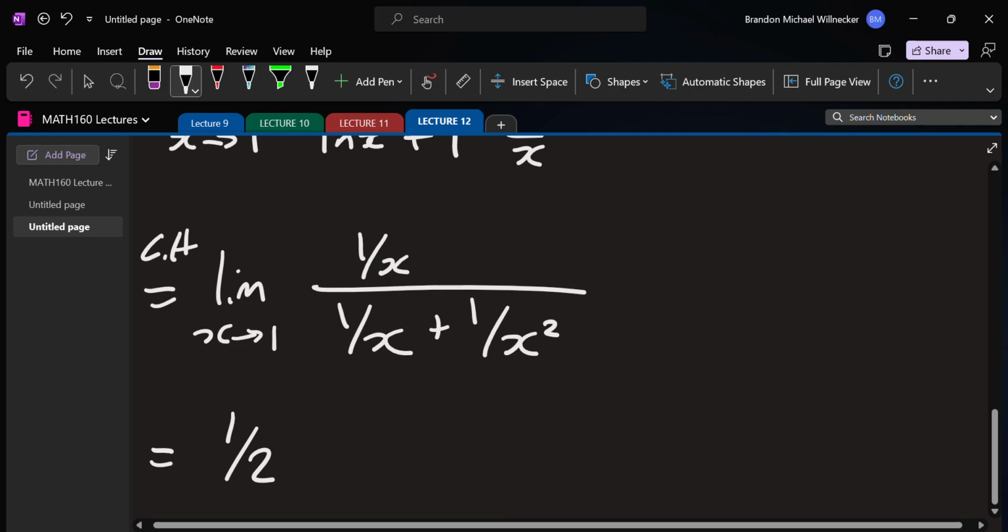If you substituted 1 and you still got 0 over 0, then you do L'Hopital's rule again. So maybe you do it once, maybe you do it twice, maybe 3 times. You just keep going until you get something where you can substitute. There's no more problems at this step, so we just substitute. Any questions about this one?